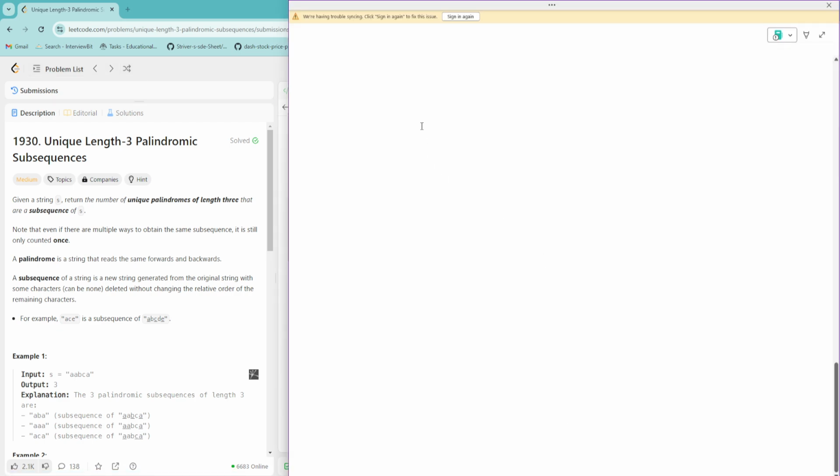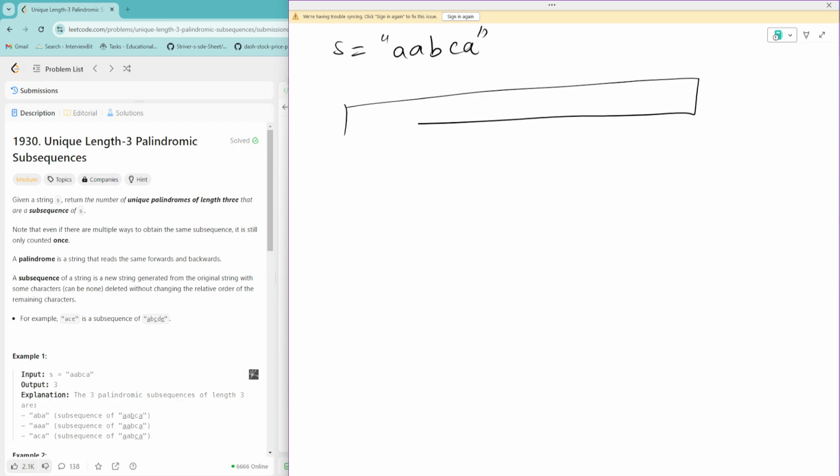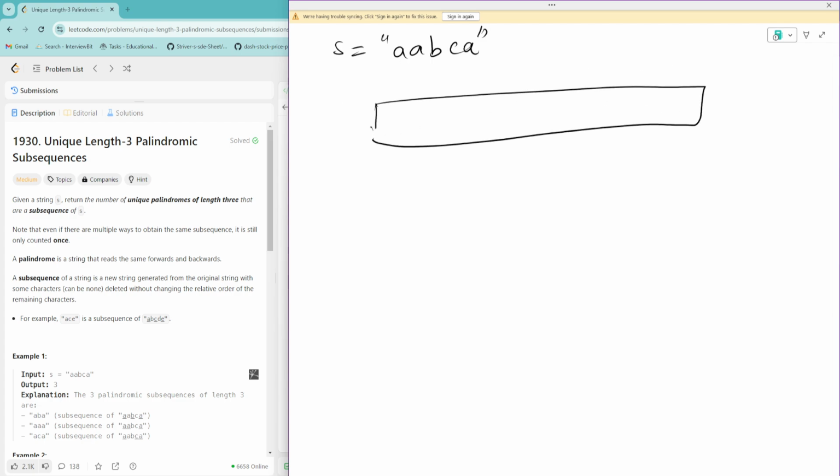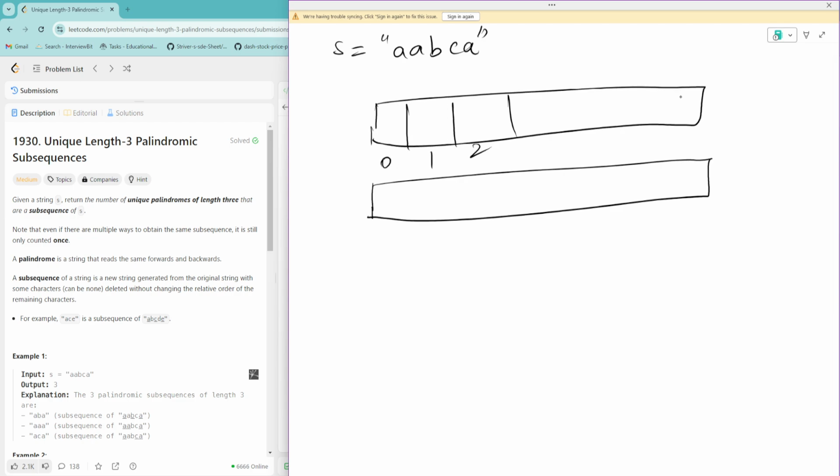Let's understand it with a test case. I would maintain a suffix and a prefix array of size 26, because we need to count the lowercase characters, from index 0 to index 25. This would be our prefix array and this would be our suffix array. You will get this algorithm in one go.